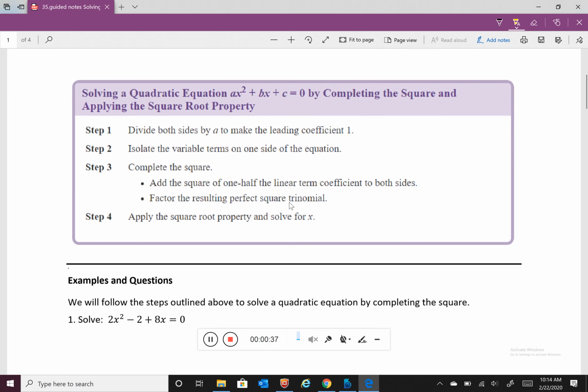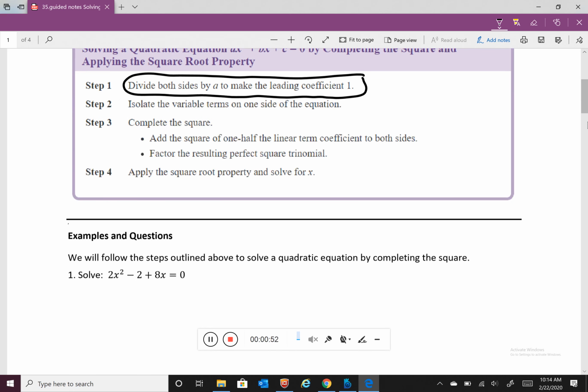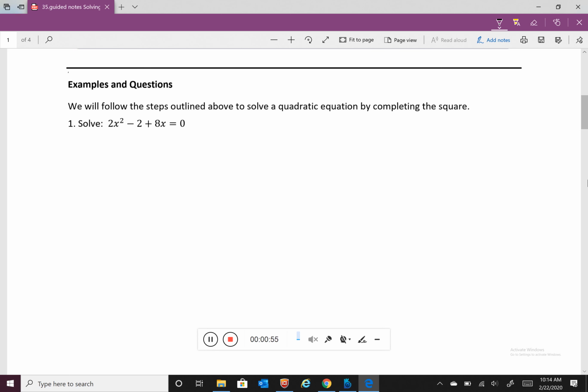So for this set of examples, we're going to look at step 1, where A is not equal to 1, and therefore we need to make it so. For our first example, the first thing that we're going to do is get our terms with our variable on one side and our constant on the other. So we have 2 times x squared plus 8x, and we need to add that 2. And so our variable terms are on the left, our constant term is on the right.